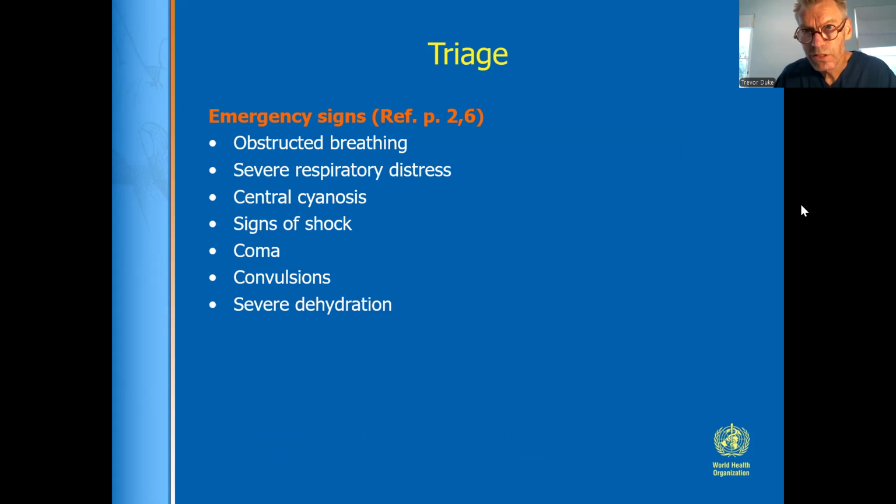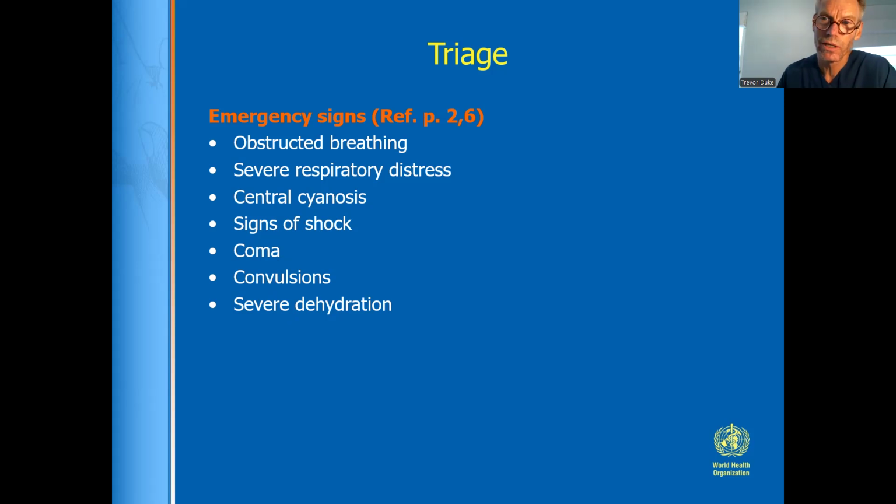So in terms of triage, you need to decide, does the child have any emergency signs, or whether they have any priority signs. And Johnny didn't have obstructed breathing or severe respiratory distress. He had mild respiratory distress. He had no central cyanosis. He didn't have signs of shock. He only had one sign, a bit prolonged capillary refill, but not all signs of shock. He wasn't in coma. He was lethargic, but not in coma. He hadn't had convulsions, and he didn't have signs of severe dehydration. He still had warm hands and feet, and his capillary refill was okay. So he doesn't have emergency signs.